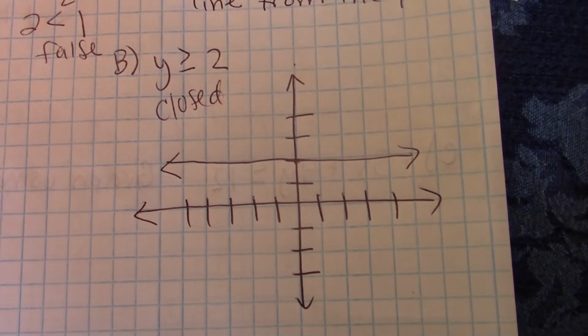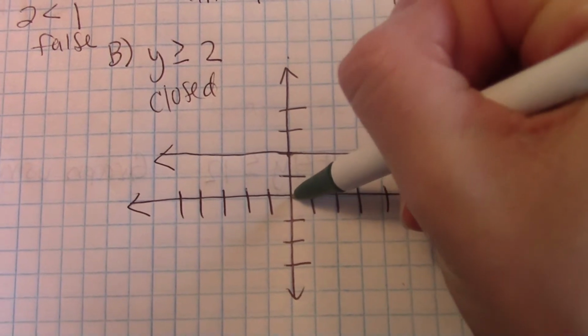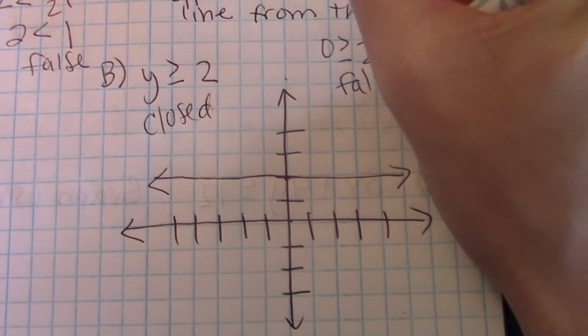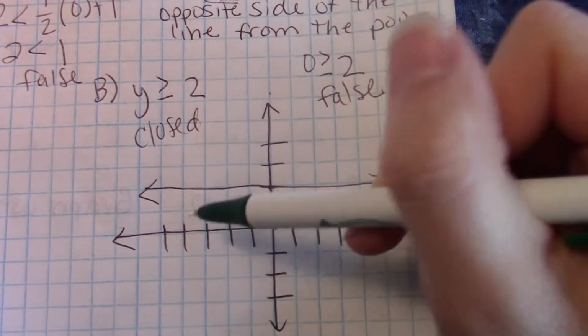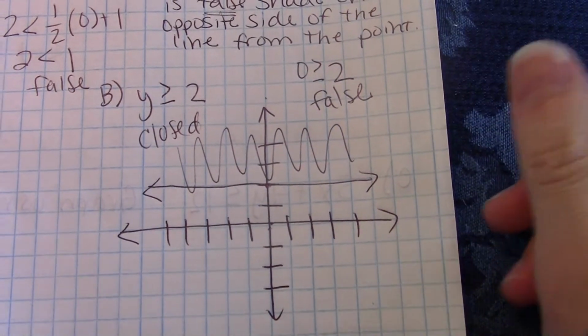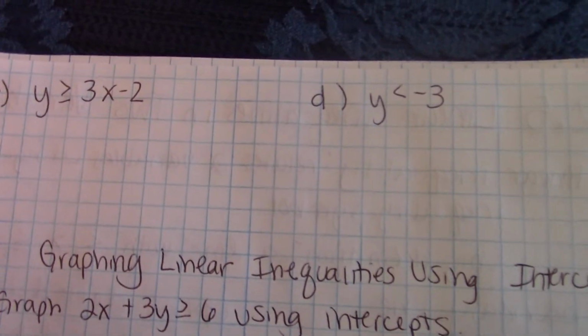And we're going to plug a point. So 0, 0. So 0 is greater than or equal to 2. This is false. So I don't want to shade below the line. I want to shade above the line. It is your turn to try C and D.